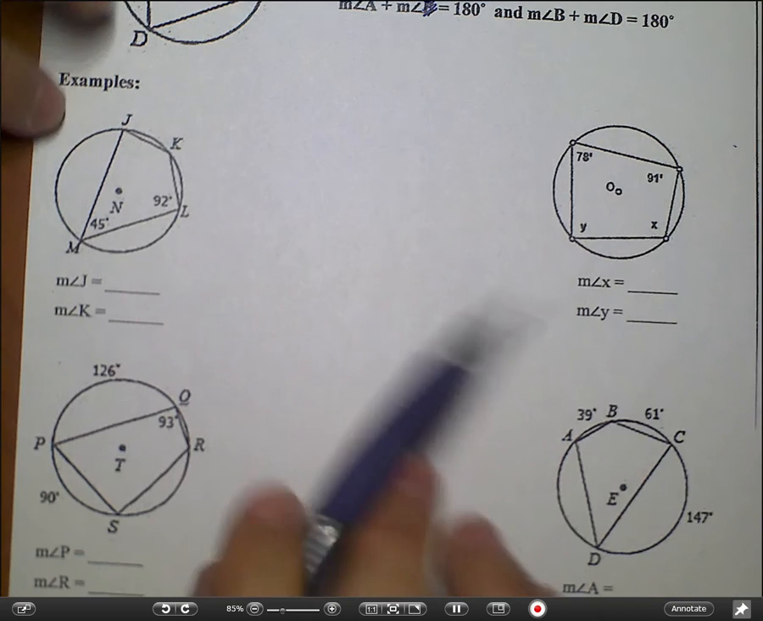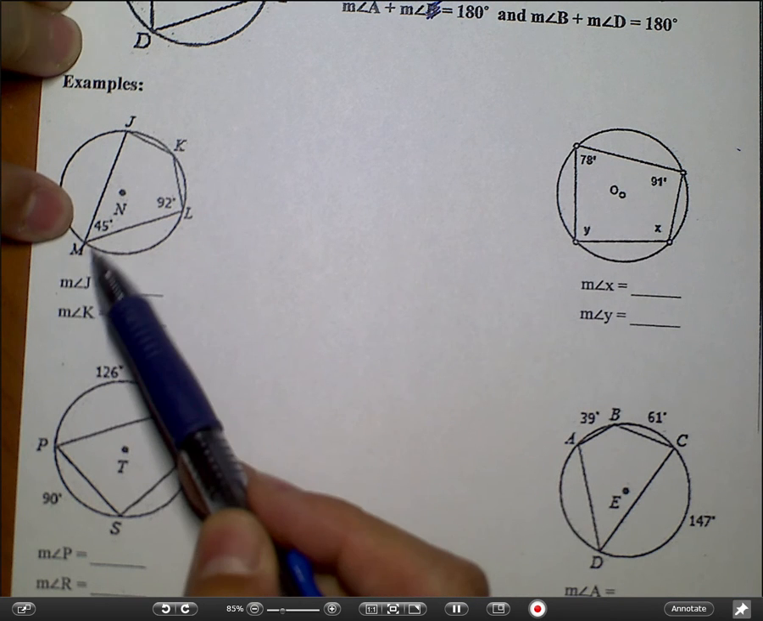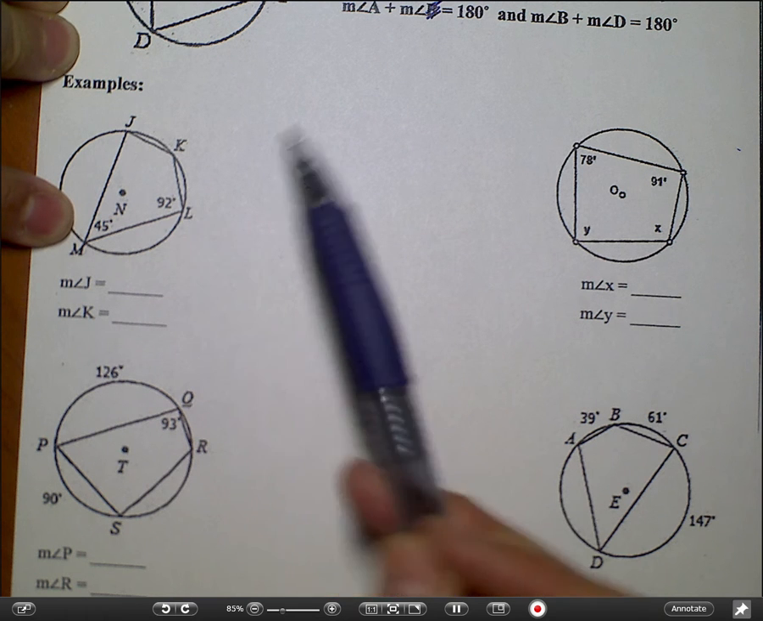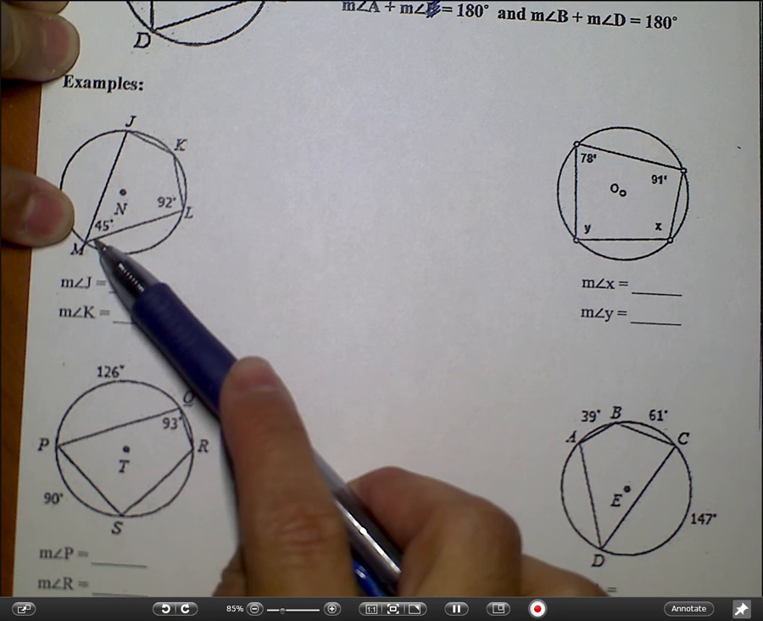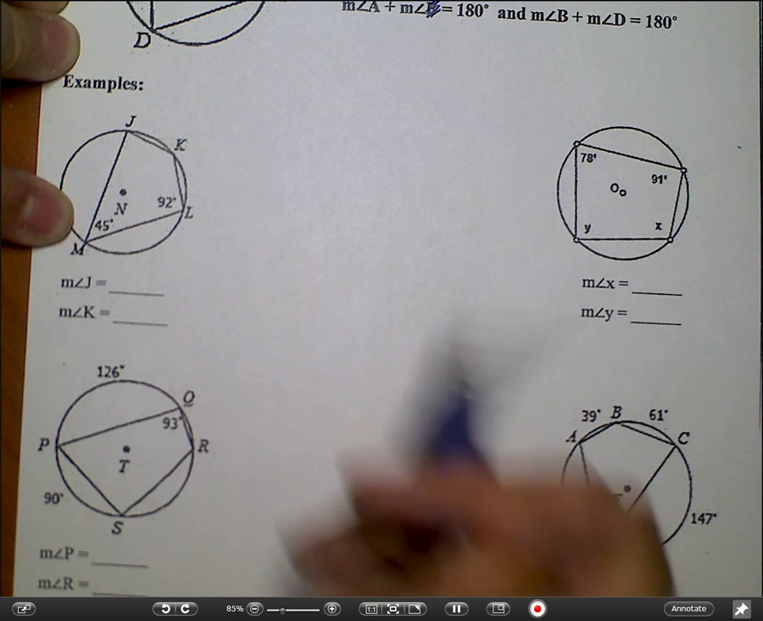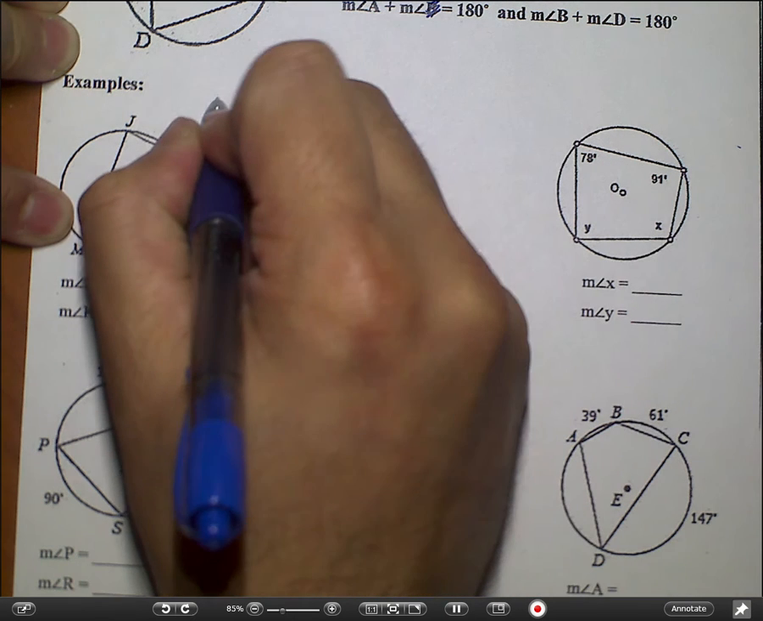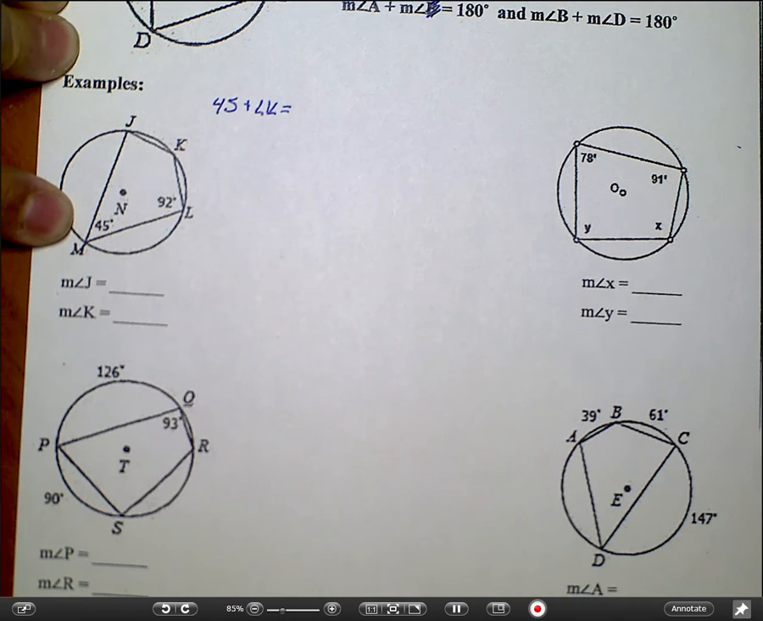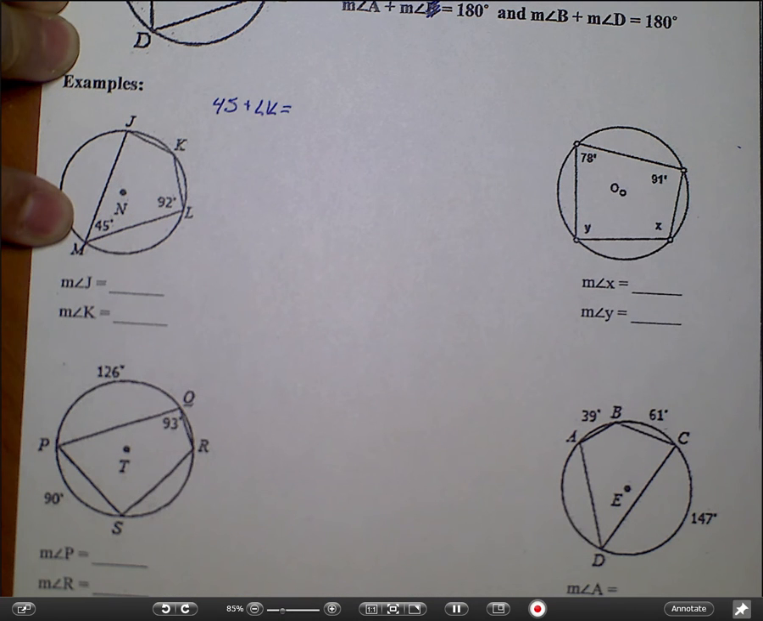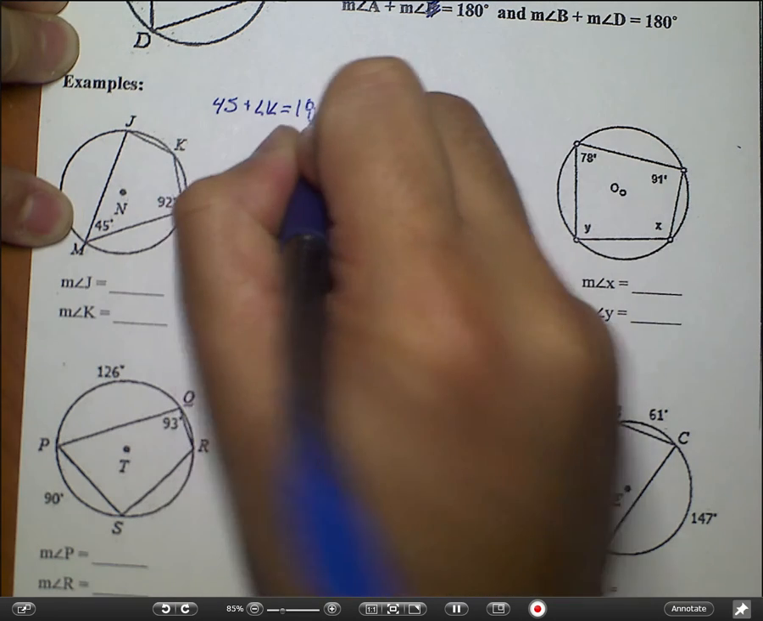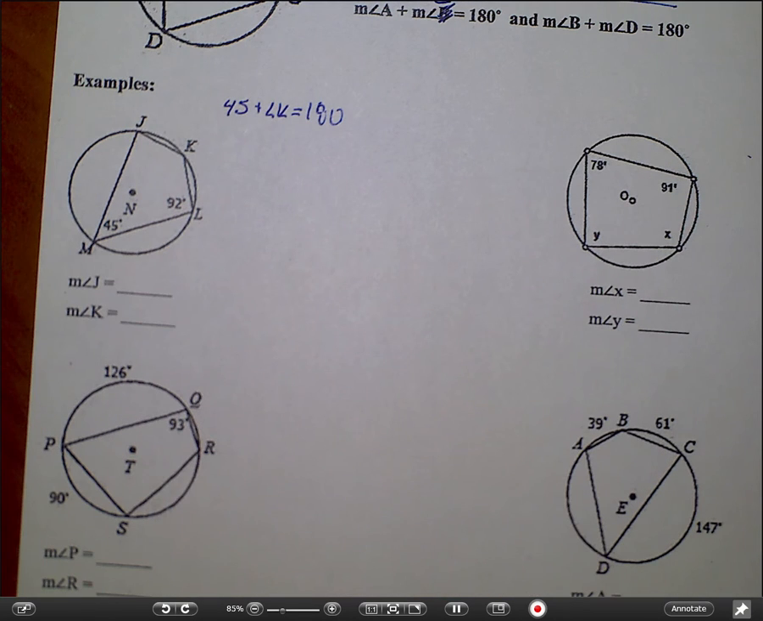So for this example right here, I have M and I have L. What angle is opposite M? K, right? So I could do my math. I could say 45 plus angle K equals how much? 180, right? All right, solve for angle K, please.